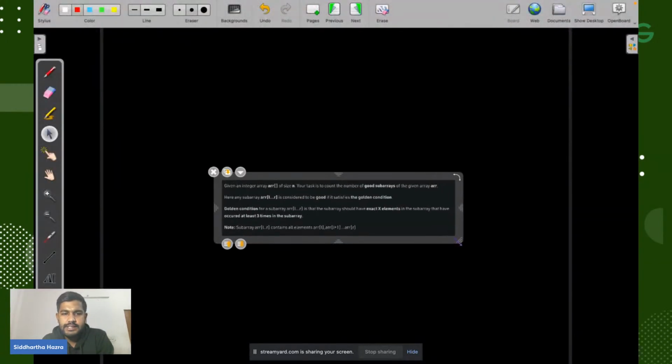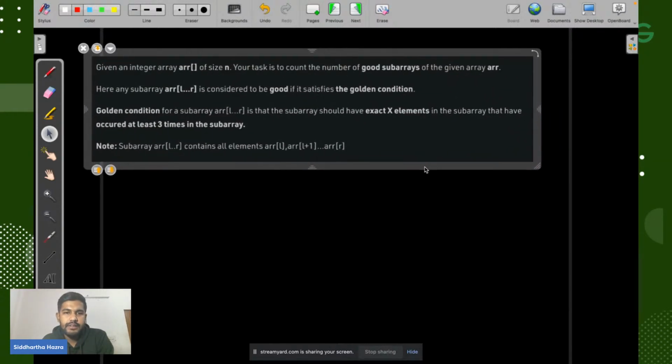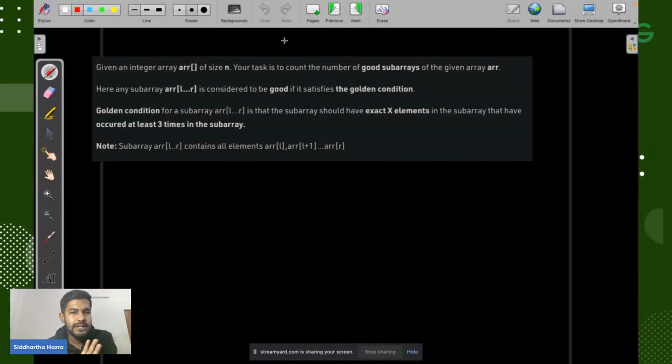The problem says that first let us understand what a subarray is. A subarray is nothing but a part of the array, a continuous part of the array. This is what a subarray is. Non-continuous parts won't be a subarray. It is asking us how many subarrays are there which satisfy some condition.